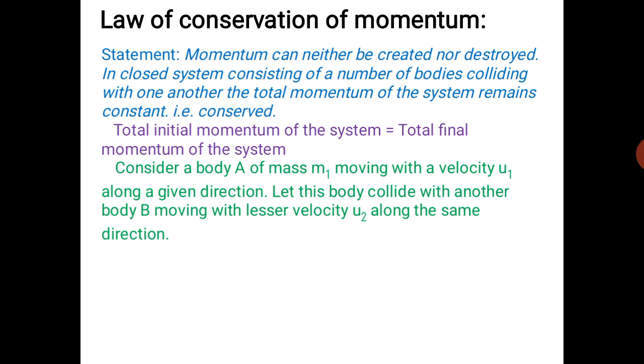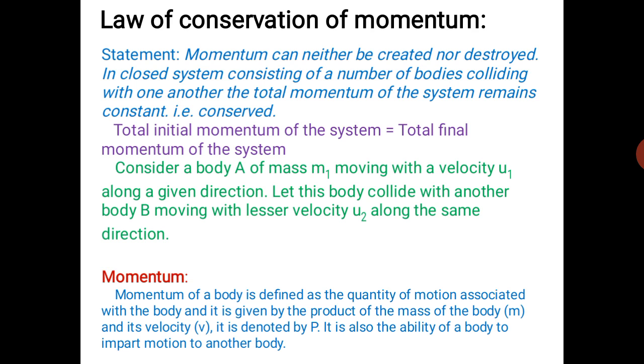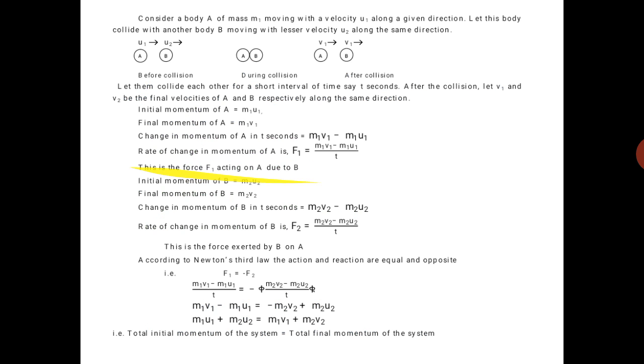Note down this point. Consider two bodies. Among the two, the first body, A, has mass m1 and moves with velocity u1, and similarly the other one, B, moves with velocity u2 and has mass m2, along the same direction. Consider a body A of mass m1 and B of mass m2. See the first figure.